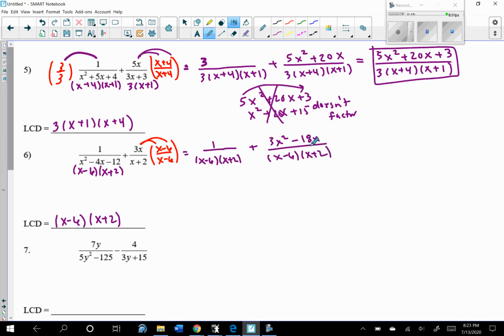And then I can combine now my numerator over my common denominator. So 3x squared minus 18x plus 1 divided by x minus 6 times x plus 2. And then again, I want to see if I can refactor this. But if I take 3 and multiply it by the 1, I don't have factors of 3 that add up to negative 18. So this does not refactor, and that's my solution.